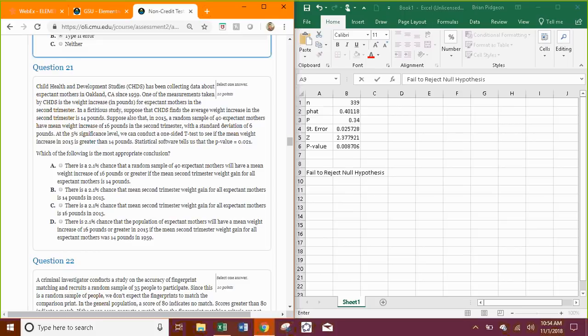So a type 1 error is when we reject the null when it's actually true. A type 2 error is when we fail to reject the null hypothesis when it's actually false.